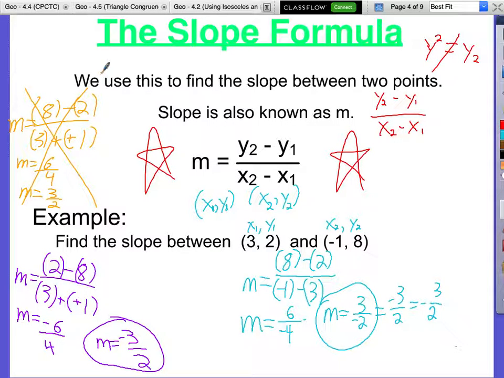We want to make sure that if we put the second y first, we put the second x first. If we put the first y first, we put the first x first. Other than that, you can pick them in either order. You can put whichever one first you want. We get to match them up. Questions on that?